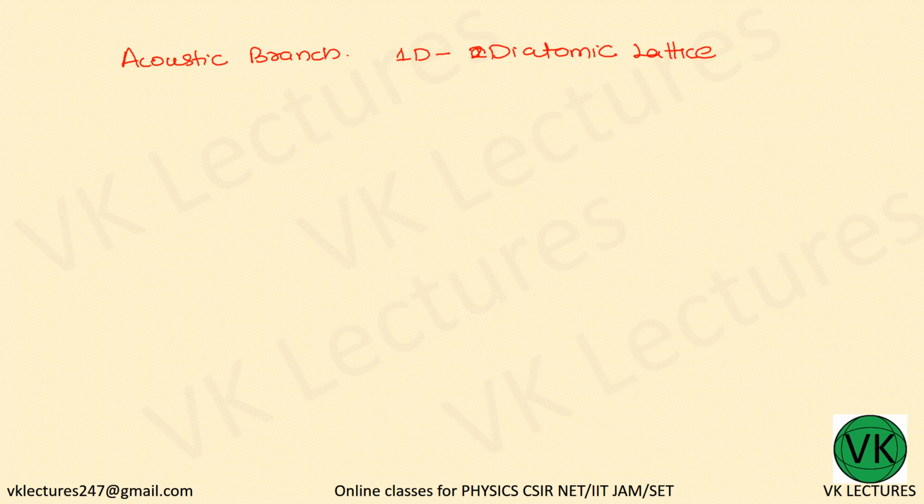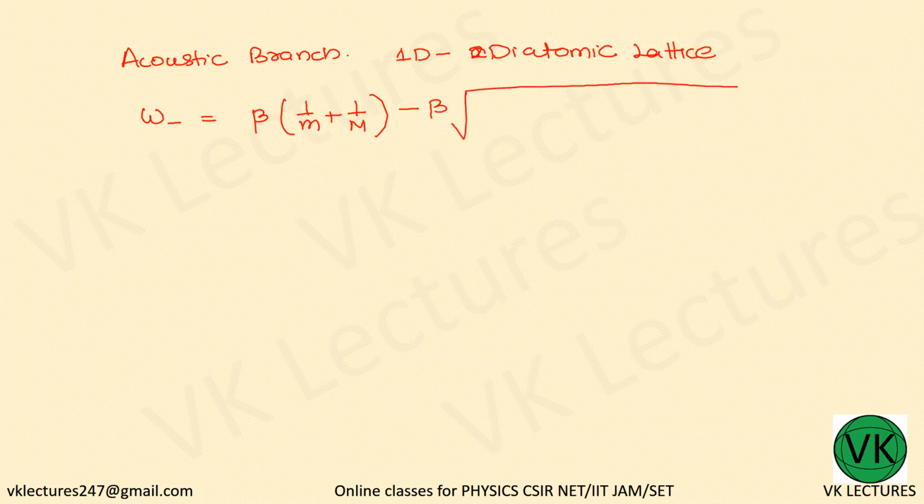We have omega minus is equal to beta into 1 by small m plus 1 by capital M, minus beta times root of 1 by small m plus 1 by capital M whole squared minus 4 sine square Ka by m times M.